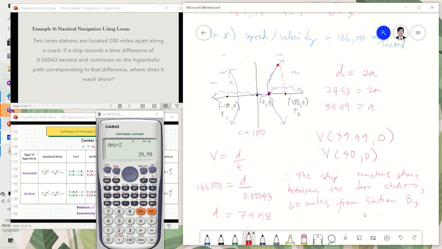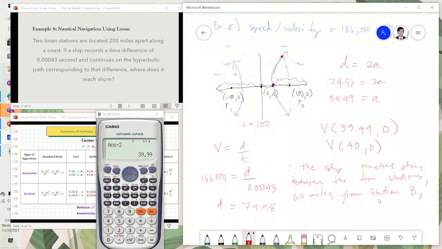And then, how about our station A? Our station A, that would be 140 miles, because from the center going to our first station is actually 100, and then from here to here, that's 40. So 100 plus 40, 140 miles. So this is now our answer.